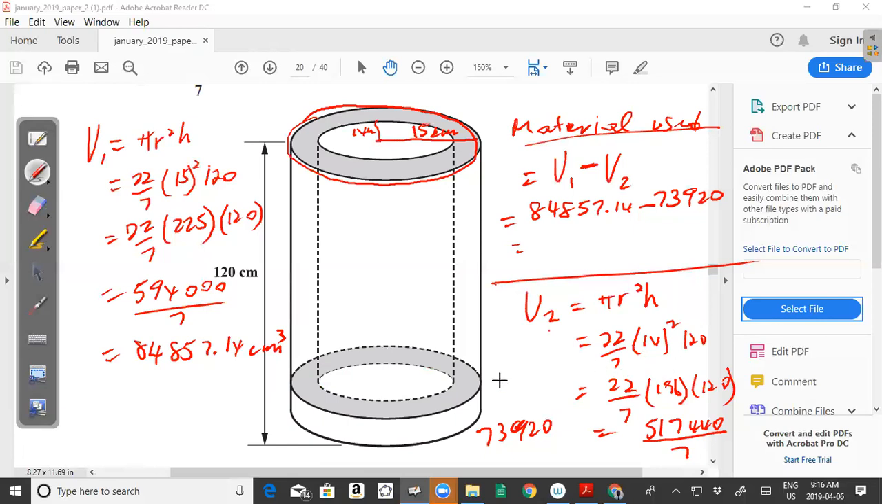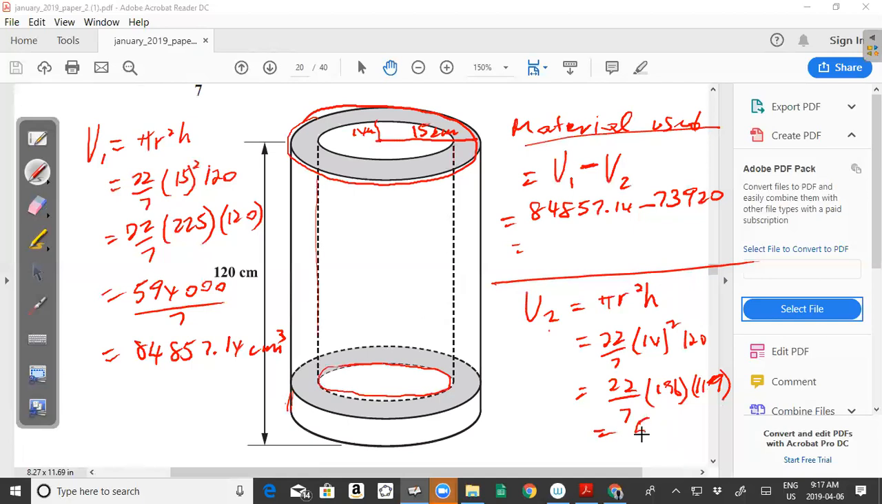Oh, yeah, I did make a mistake. Sorry about that. This is supposed to be 119, which makes sense for the height. All right, for volume 2, 119. Okay, so let's calculate this again. So 196 times 119, which is the internal volume. As I said before, the height has to be up to here. So we have to subtract that 1 centimeter there. All right, so bring it up to 119. So we have 22 times 196 times 119.